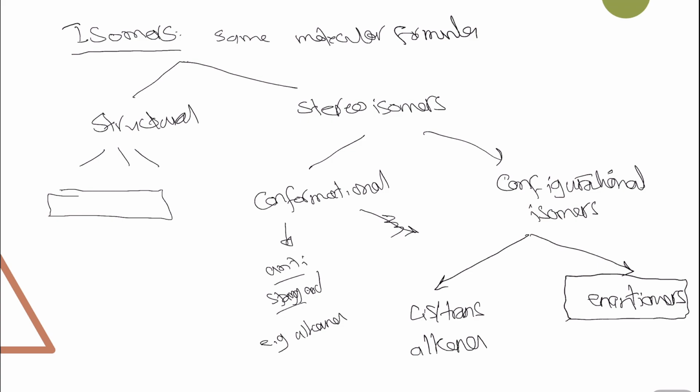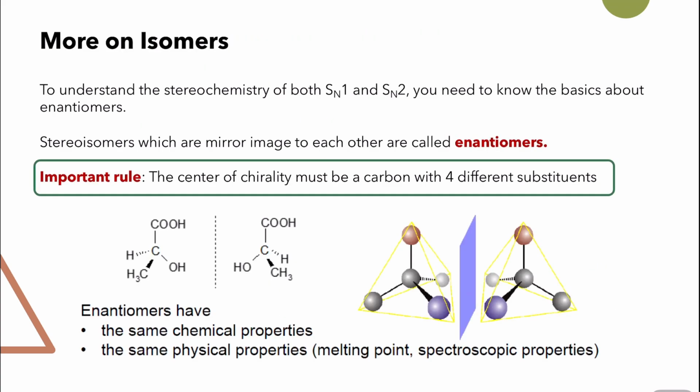The importance of the configurational isomer, the type, the enantiomers, is that it's very important to understand that because the different types of nucleophilic substitution reaction will give you different enantiomers. So let's first talk about what enantiomers are.